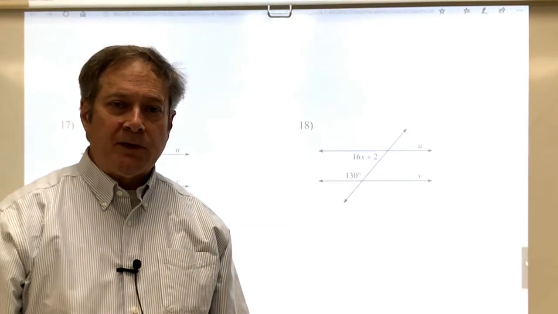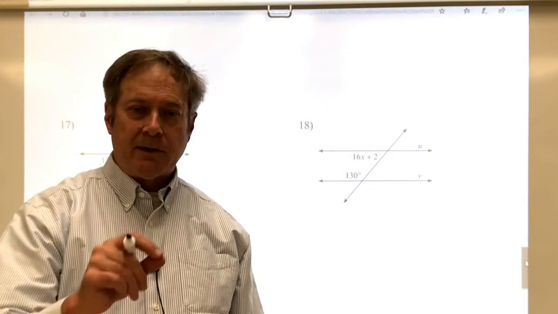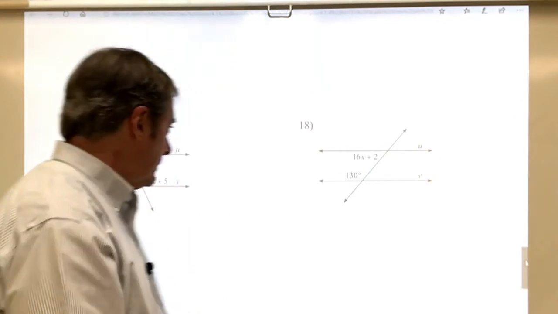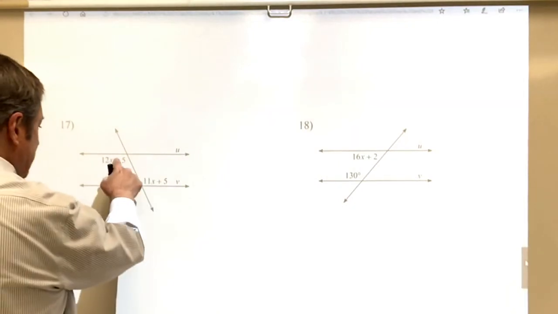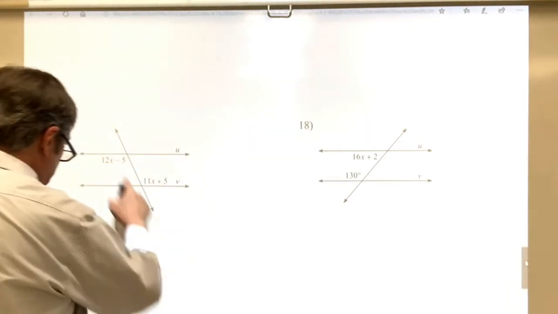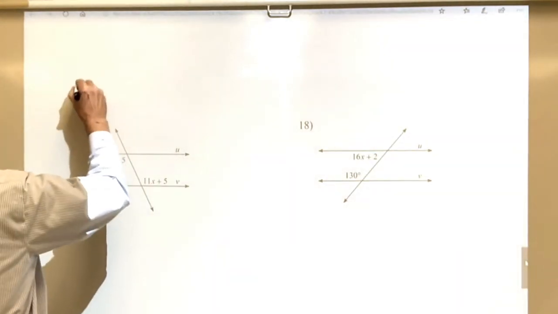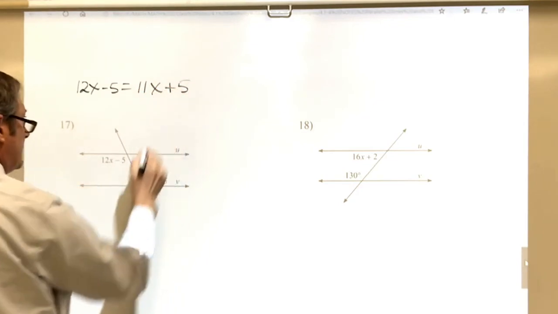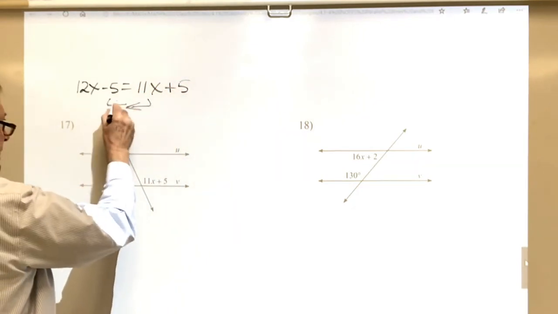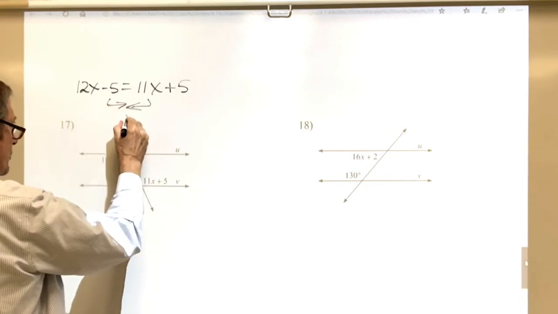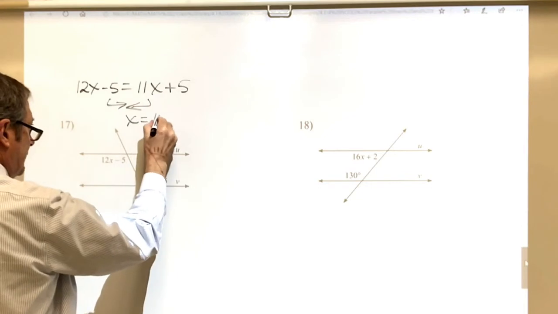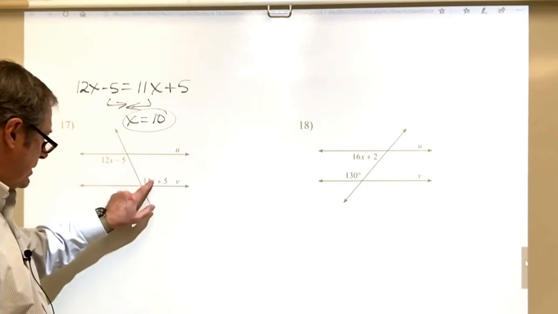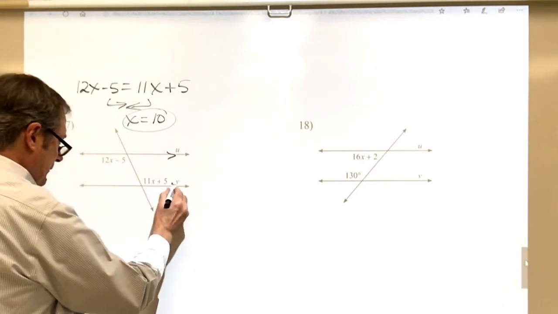All right, the last two problems, 17 and 18. We're still solving for x that would make the angles congruent or supplementary, proving that the lines are in fact parallel. These are alternate interior angles, which means they would be congruent. So let's see what value for x would make them equal to each other. So here we'll subtract 11x, we'll add 5, so we get 12x minus 11x is 1x, and 5 plus 5 is 10. So if x is 10, then these two are congruent, which means these two lines are parallel.